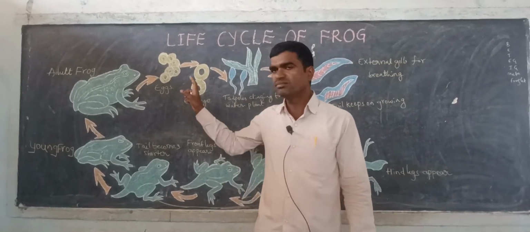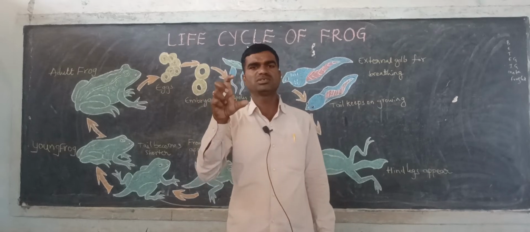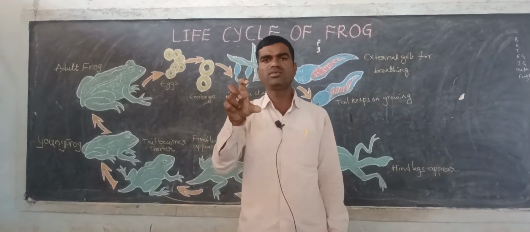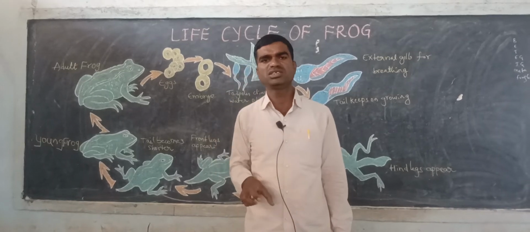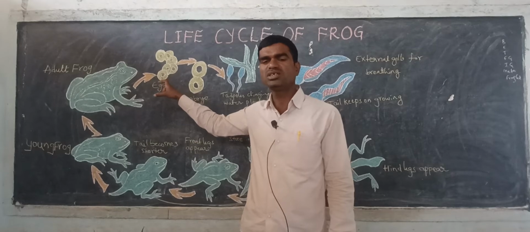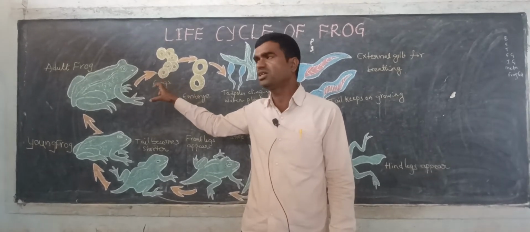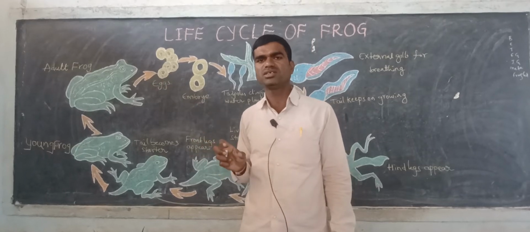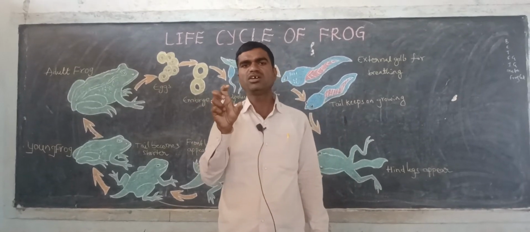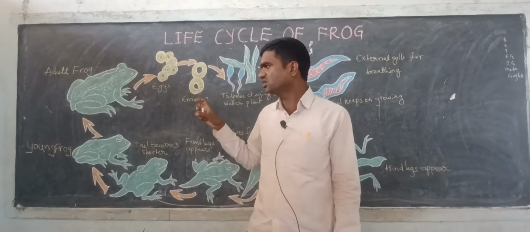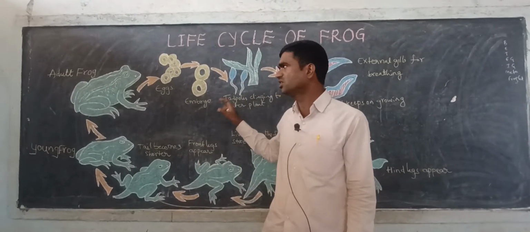At this stage, the male releases sperms, called milt. The female releases ova, the eggs. After mating, the eggs are released into the water. The eggs then develop through various stages, which are different here.